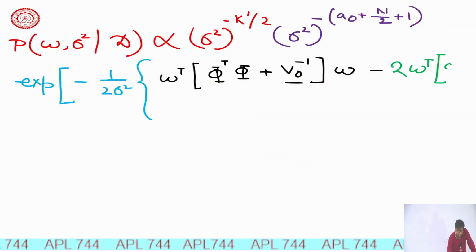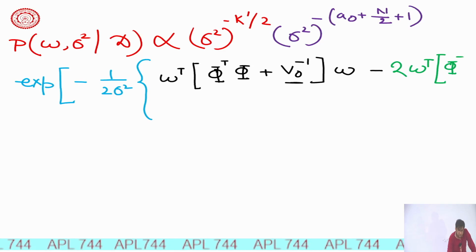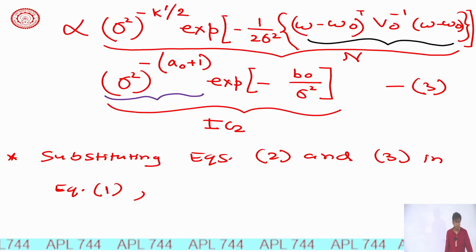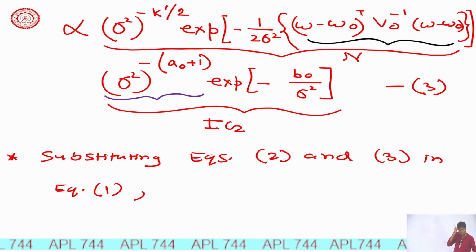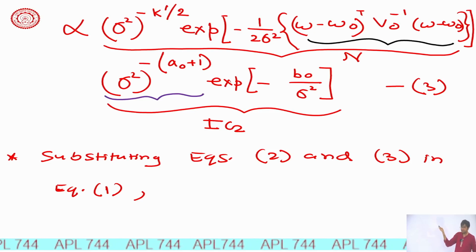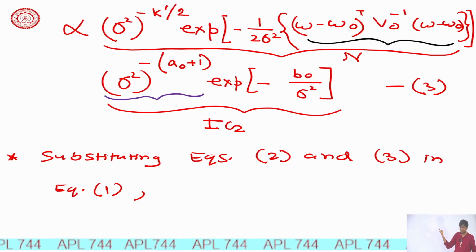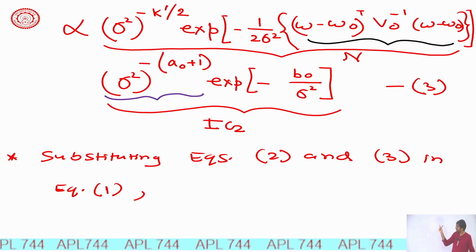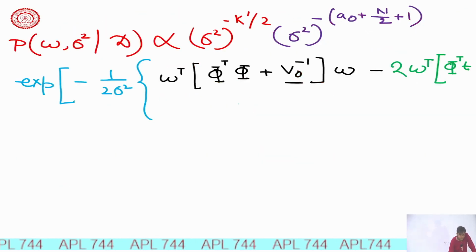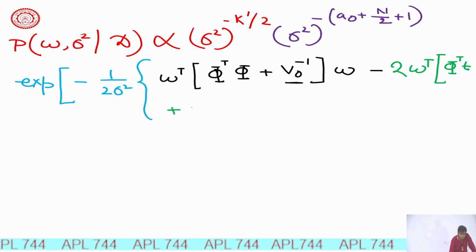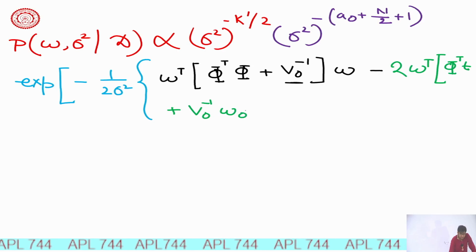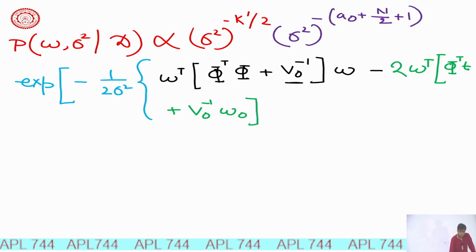So P transpose T, and if you go here, what will you have? W transpose, then V naught inverse W naught, and that will come 2 times because once from left and right, so 2AB in that form. So plus V naught inverse W naught.